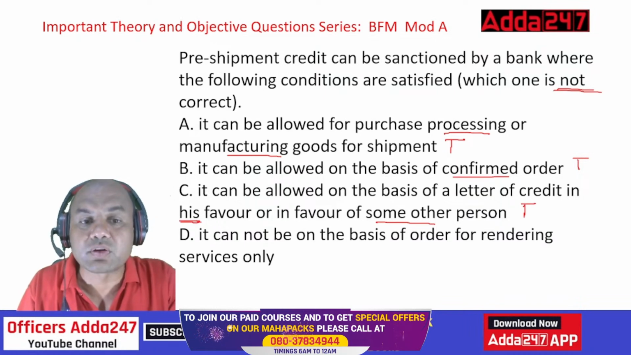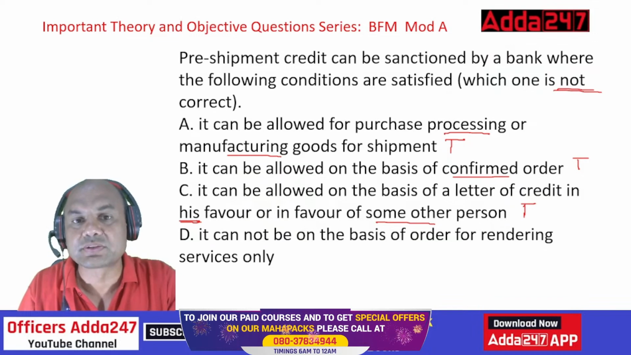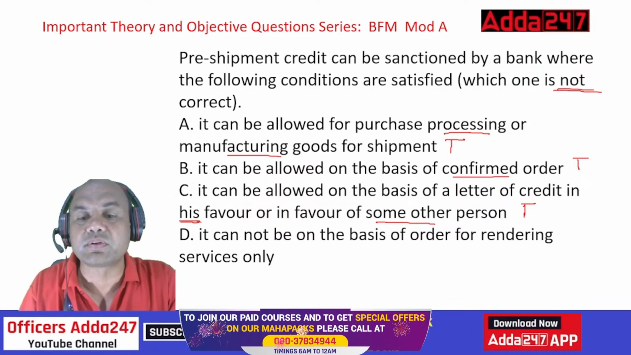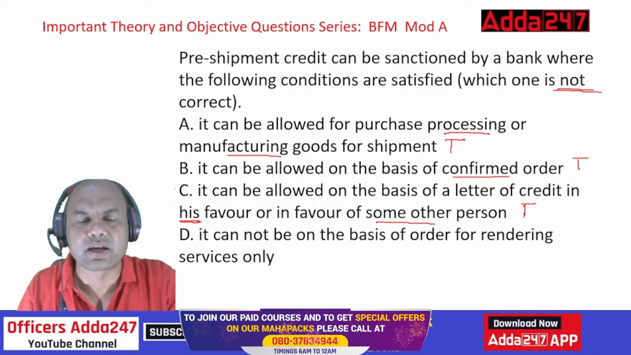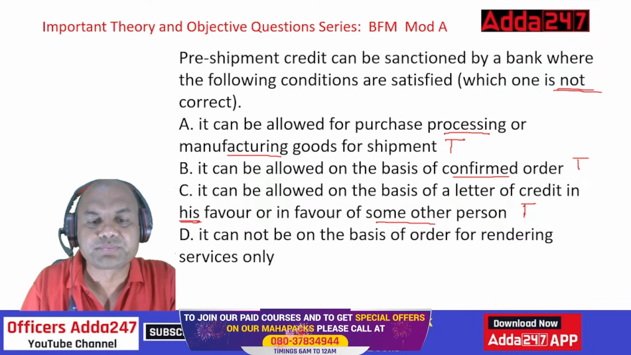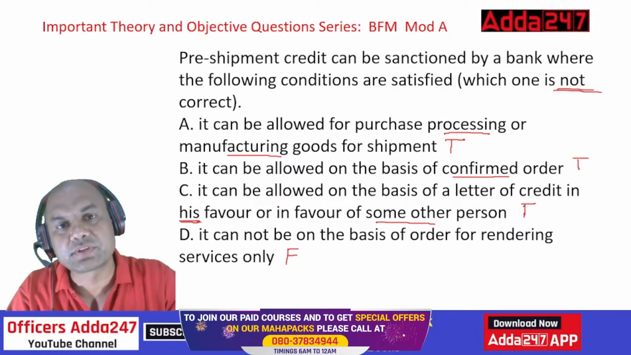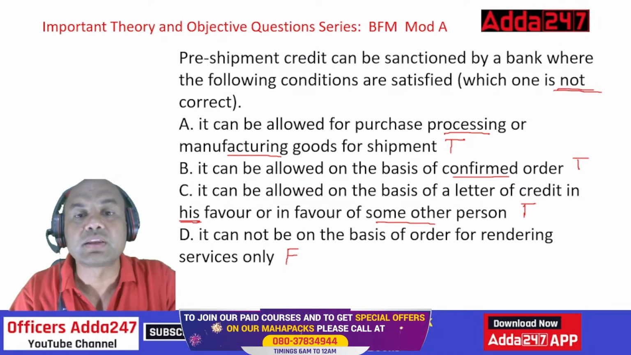So, which one is wrong? All of them are true. We want false. So obviously, last one will be false. But what is the logic? It cannot be on the basis of order for rendering services only. Means what? If I have to give some service, can't I get the pre-shipment finance? Obviously, I can. So this is false. India is now a service economy, isn't it? More than 55 to 60% of our GDP comes from services. Then how can we leave it?